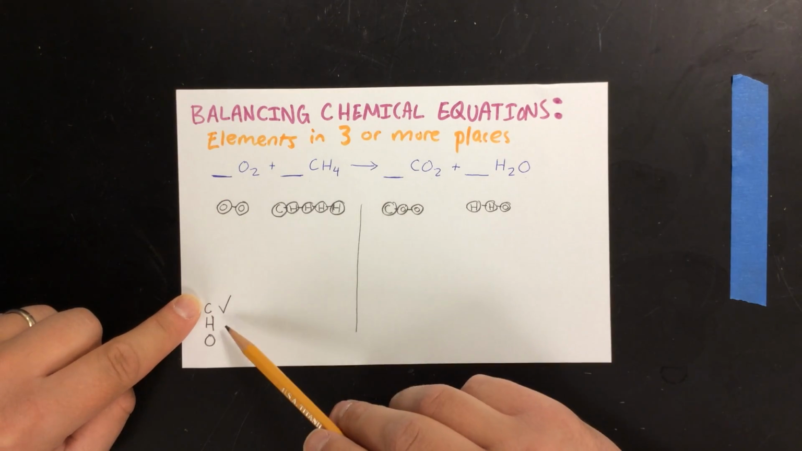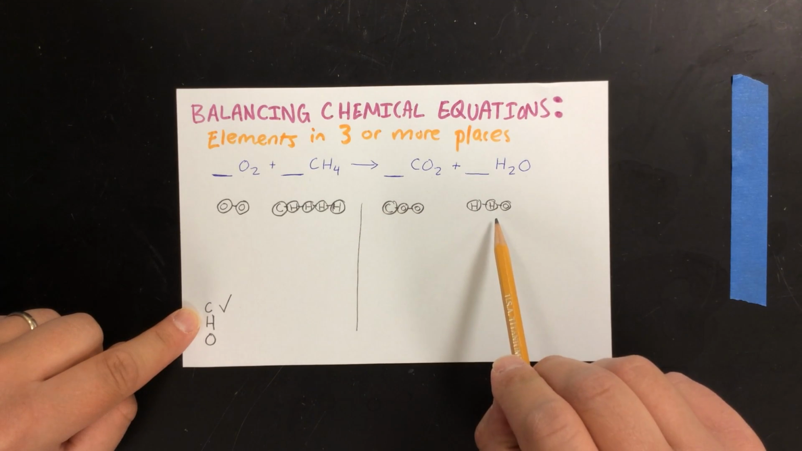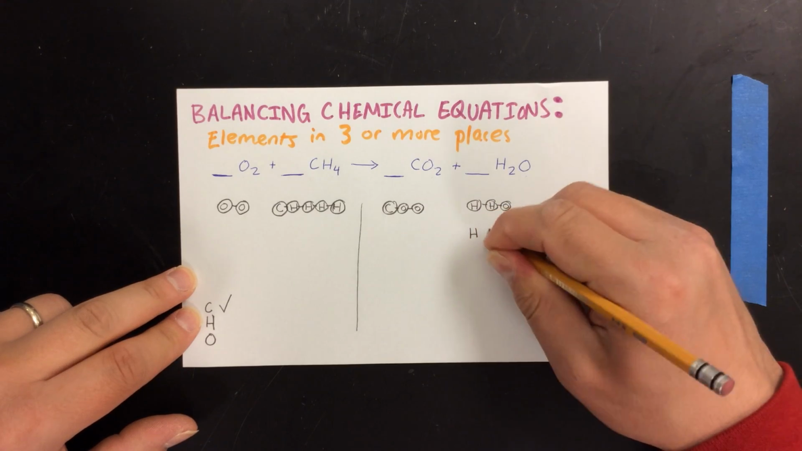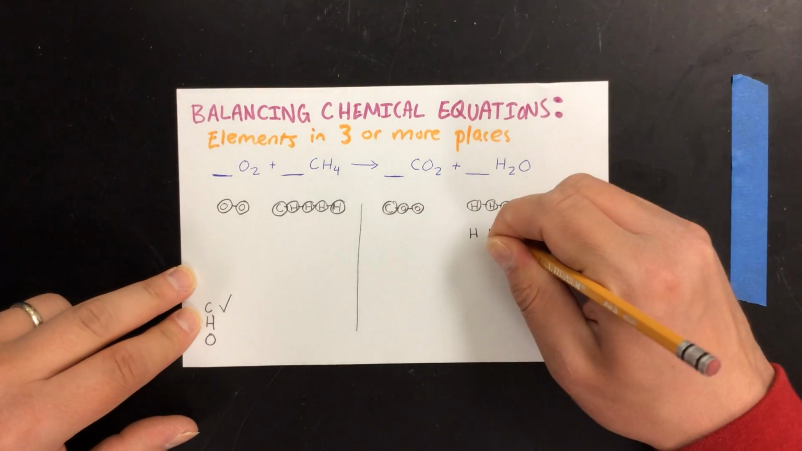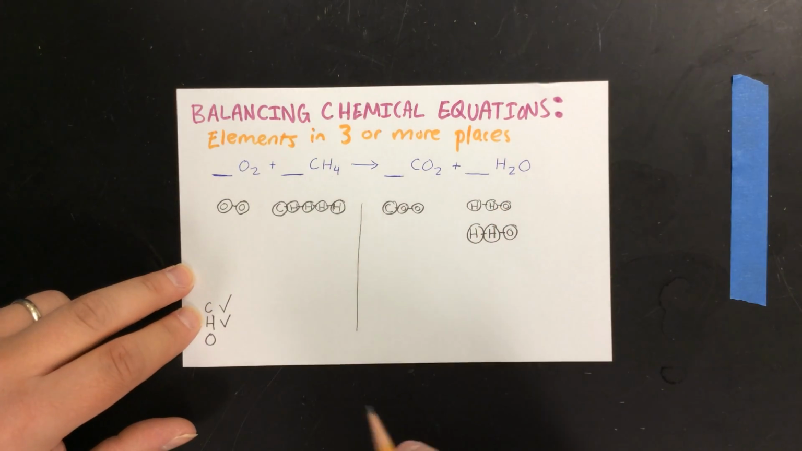We're good. For hydrogens, I have 4 hydrogens before the reaction, 2 hydrogens after the reaction. Well, in order to balance that, I must make another copy of H2O. So now my hydrogens are balanced.